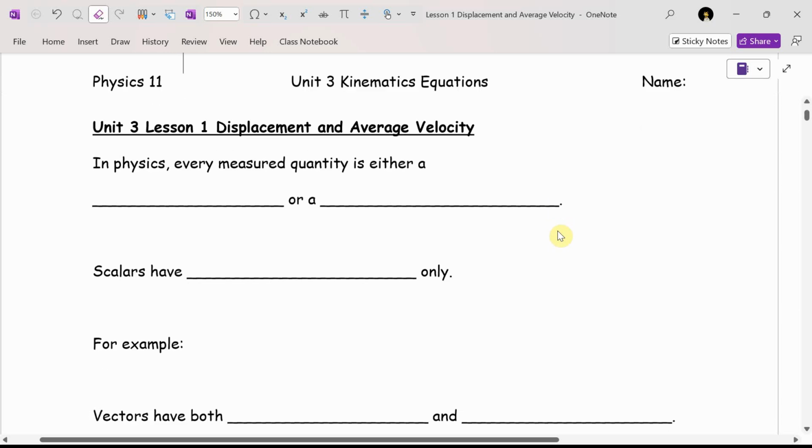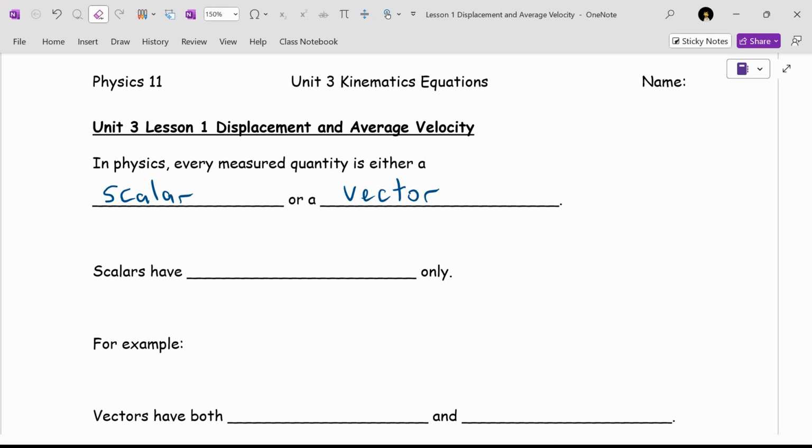In physics, every measured quantity is either a scalar, S-C-A-L-A-R, or a vector, V-E-C-T-O-R. Things are scalars or vectors, and there are different rules for both of them.